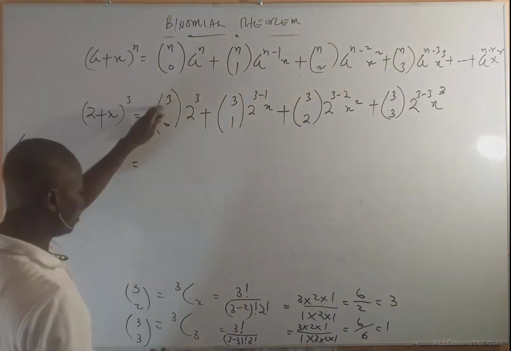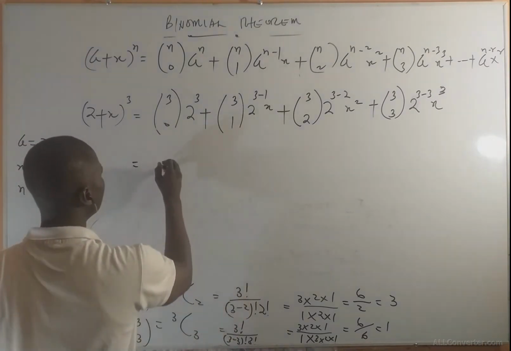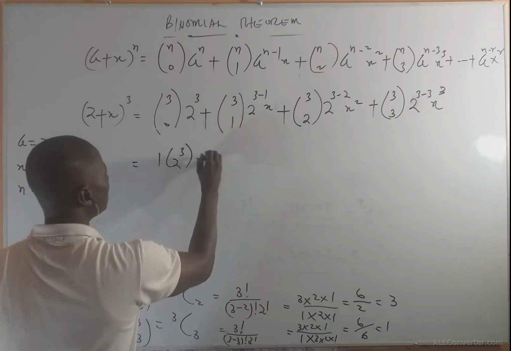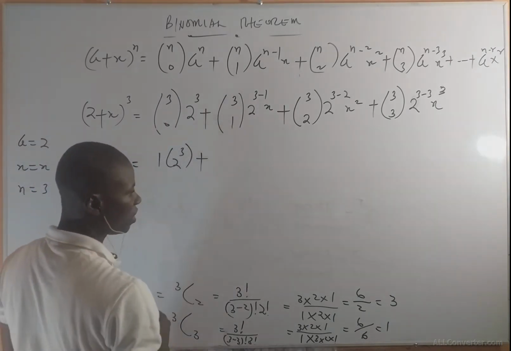So 3 combination 0, we had 1. So we have 1 times 2 exponent 3. Then plus 3 combination 1 also gives us 3.